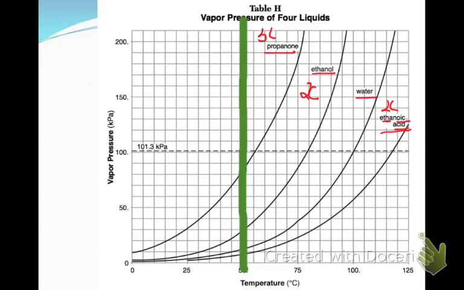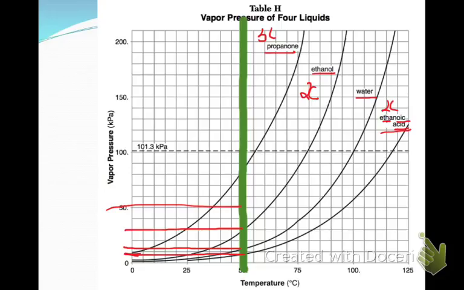At 50 degrees Celsius, ethanoic acid happens to have the lowest vapor pressure, followed by water, then ethanol, and then propanone. So at the same temperature, all 4 of these have a different vapor pressure, meaning the pressure from those, again, particles colliding with the sides of the container. So here we have to think about which one has the strongest intermolecular forces. Recall in the last slide that we talked about the stronger the intermolecular forces are, the lower the vapor pressure.